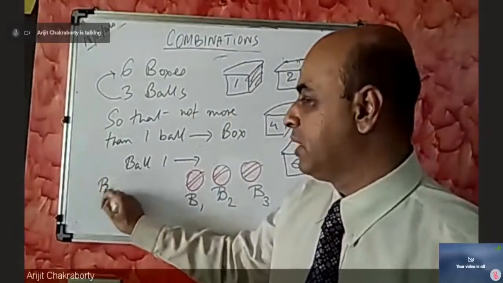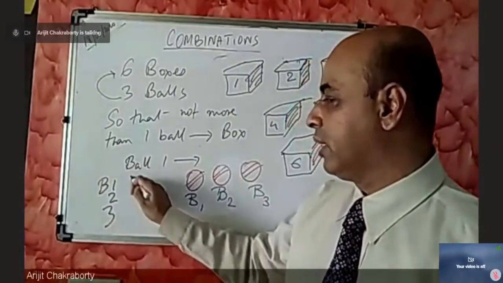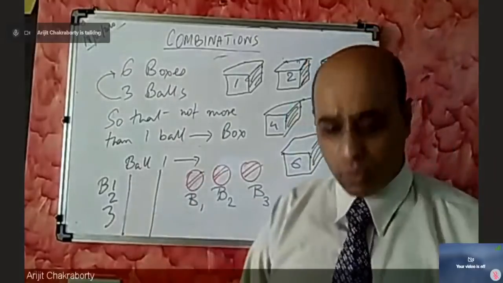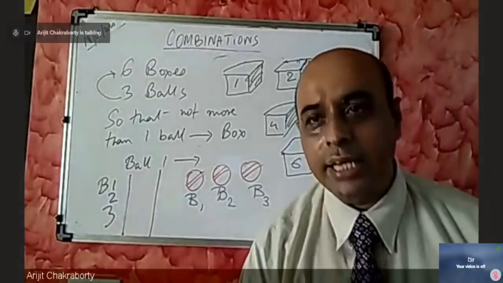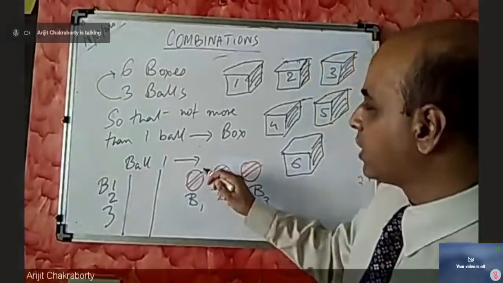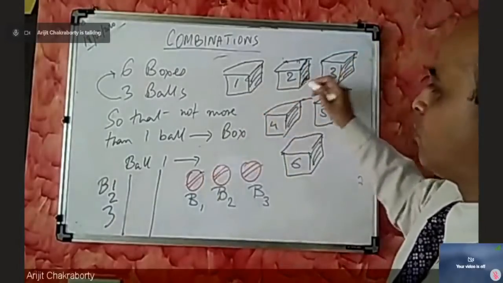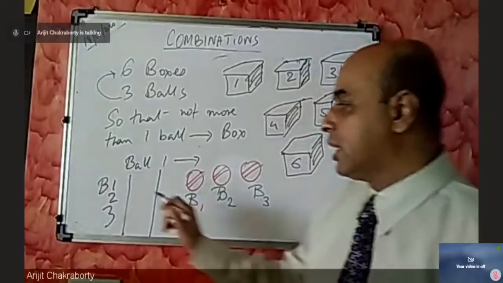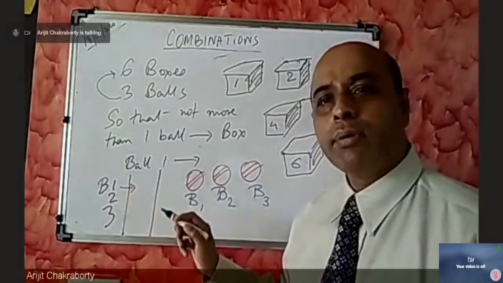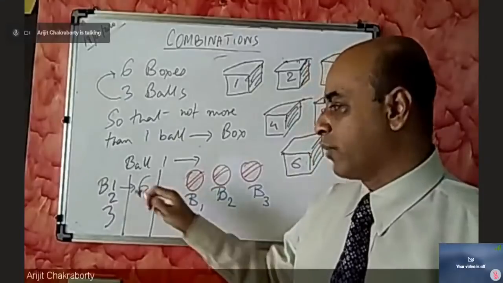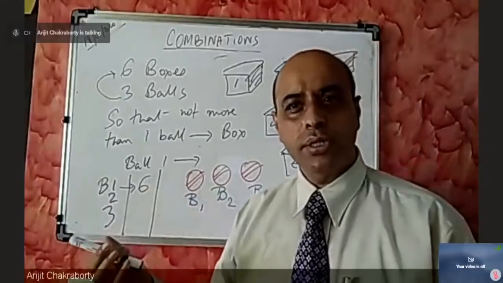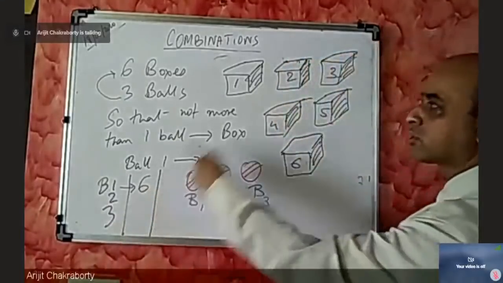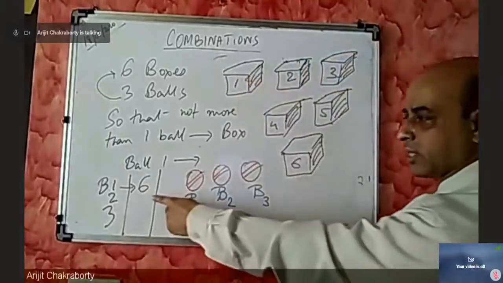So ball 1 can be placed in any of the 6 boxes. I'm writing B1, B2, B3, and here I will write the number of ways in which they can be placed. So ball 1 can go into box 1, box 2, box 3, box 4, box 5 or box 6. That means ball 1 can be placed in 6 ways.